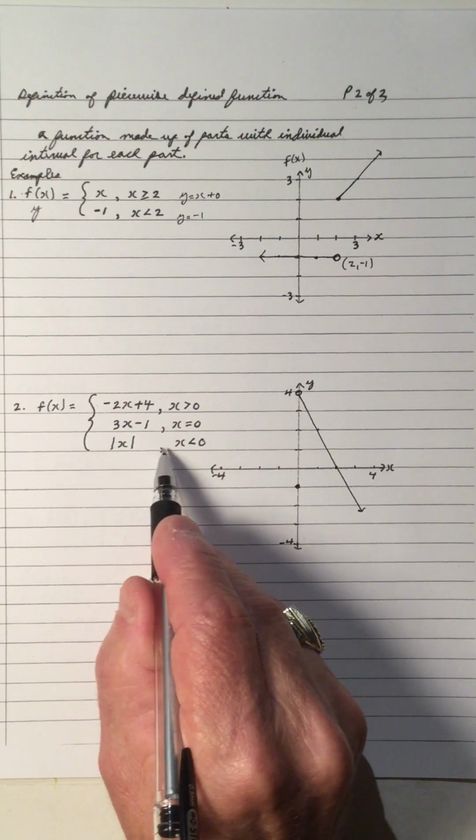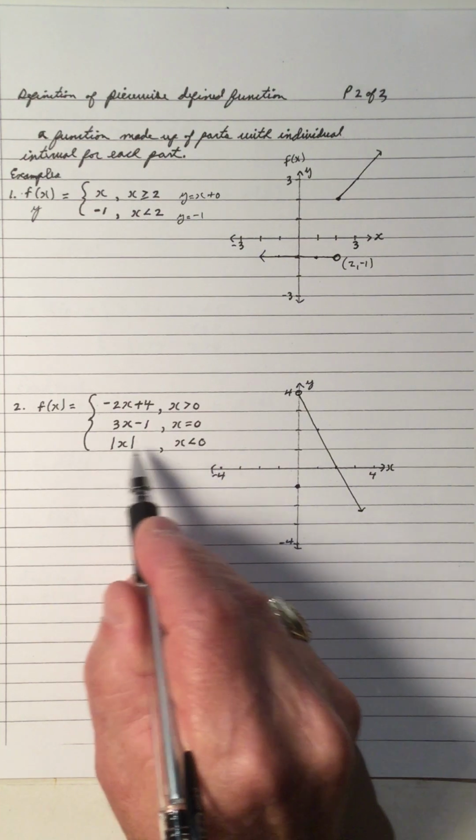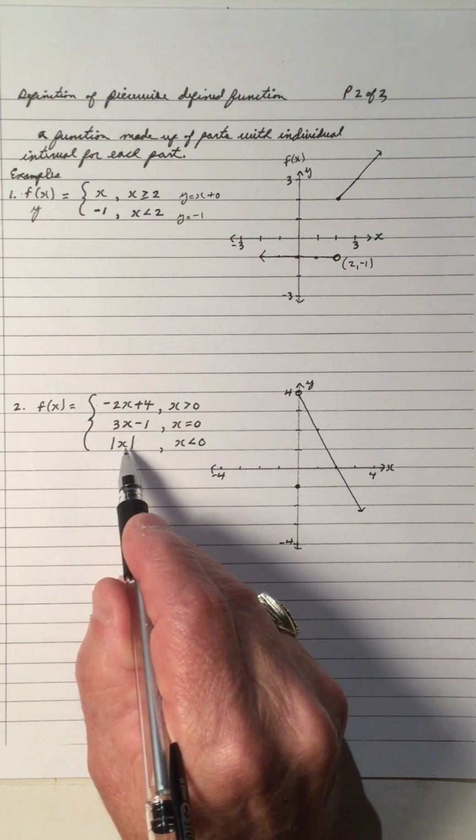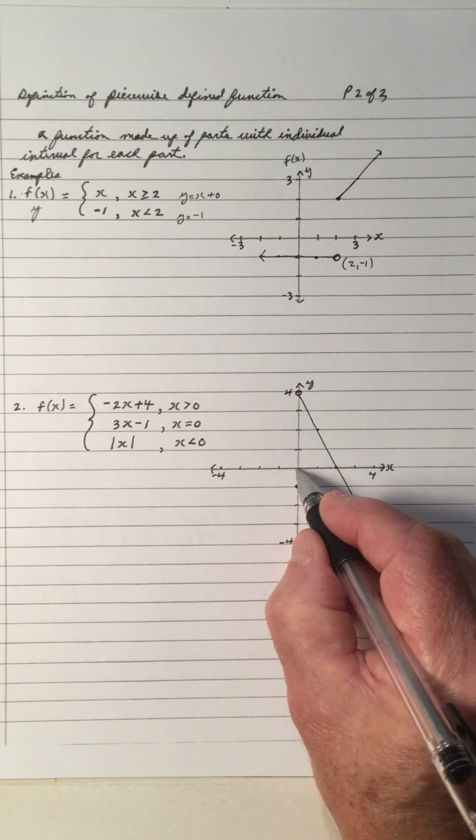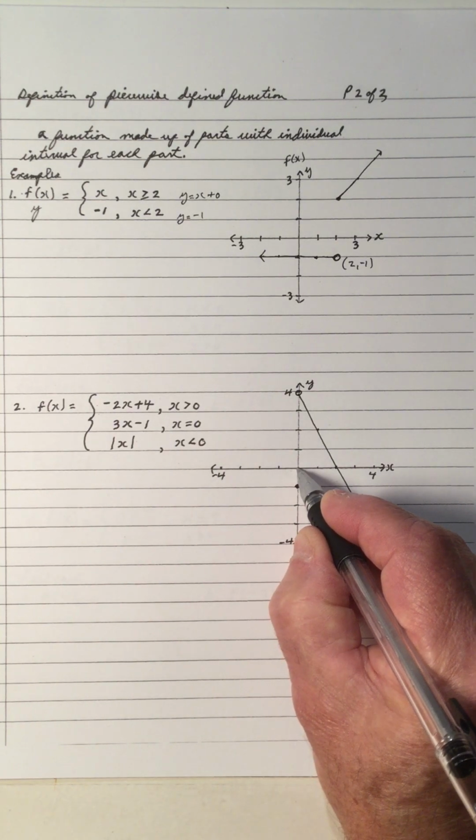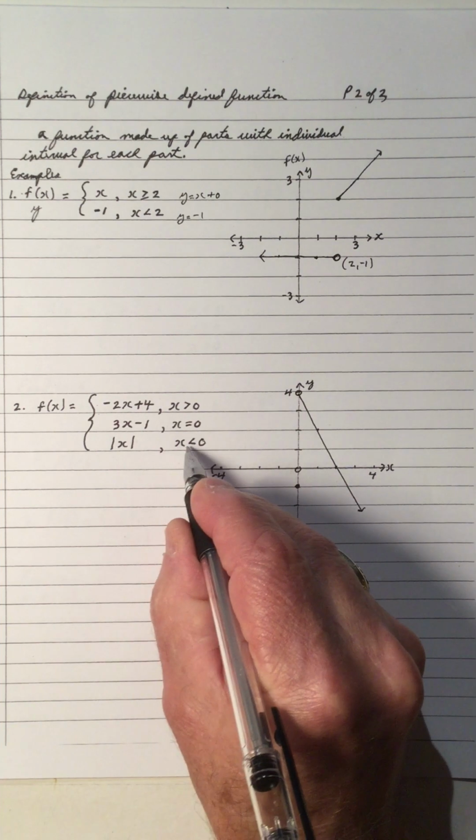Absolute value is always positive. So let's look at when x is 0. Put a 0 in here. The absolute value of 0 is 0. So we have a 0 right here, an absolute value. That's a hollow dot, because it is not equal to.